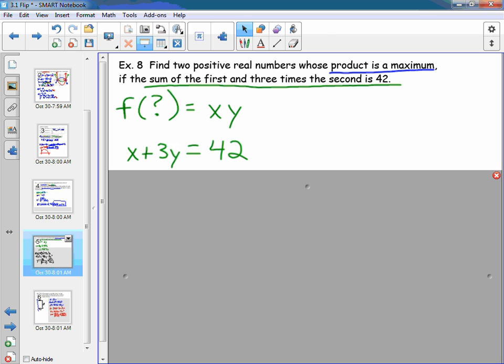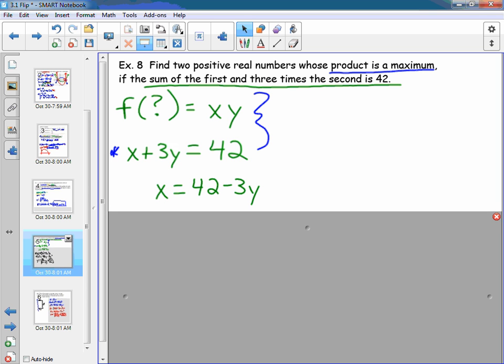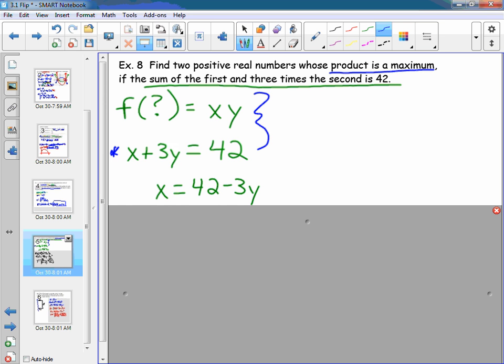So what we can do between these two equations right here is create a quadratic, all right? And we can do that by solving this equation for either x or y. So it would be easiest for us to solve that equation for x. So we'd have x equals 42 minus 3y. And now that I know what x is in terms of y, I can take this value, 42 minus 3y, and since that is equivalent to x, I can plug that back in here for x.